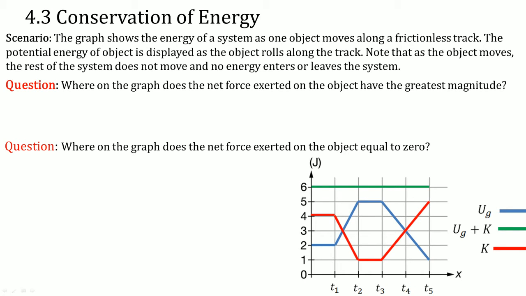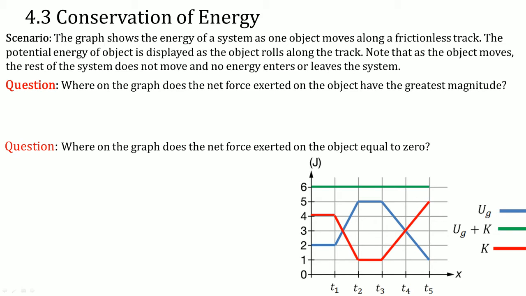Scenario. The graph shows the energy of a system as one object moves along a frictionless track. The potential energy of the object is displayed as the object rolls along the track. Note that as the object moves, the rest of the system does not move and no energy enters or leaves the system. The image is displayed below to the right-hand side.